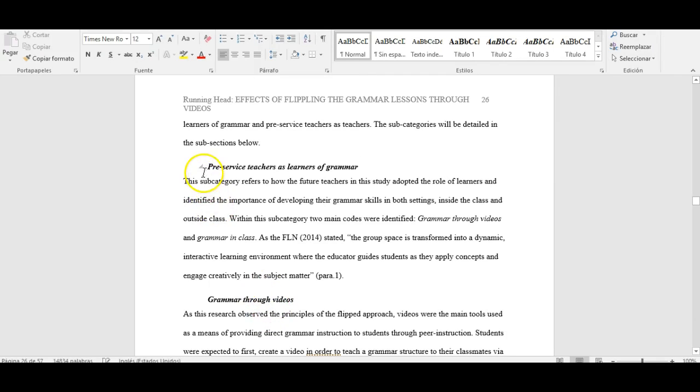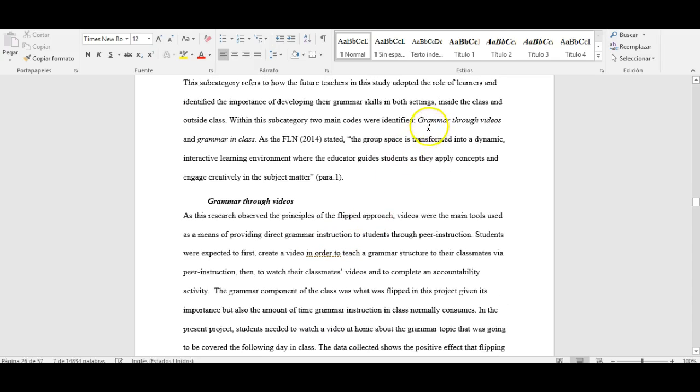So here we're presenting a subcategory, once again, where we say what we found. So in this case, the subcategory refers to how the future teachers in the study adopted the role of learners, and identify the importance of developing their grammar skills in both settings, inside the class and outside the class. Within this category, 2 main codes were identified: grammar through videos and grammar in class, and a quotation. Are quotations necessary in this section? No, but you can insert a few, just if you need them.